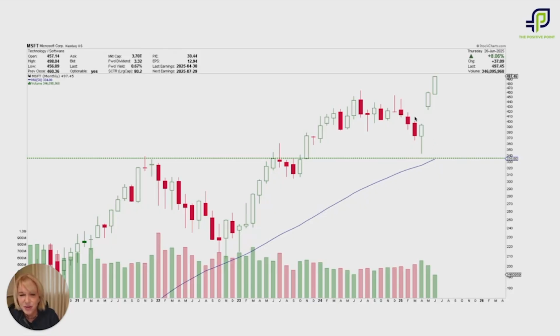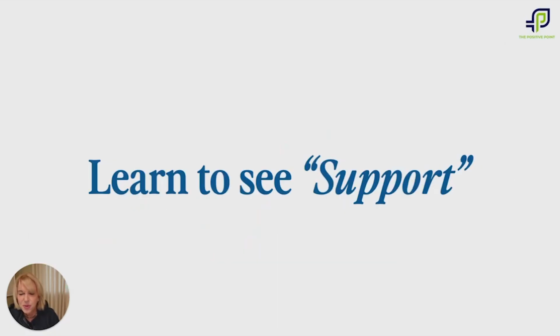And this is where Microsoft came into that area of support. So the red bars, the red months, came to an end very dramatically here in April, and look at the rocket fuel in Microsoft. Just a beautiful chart. Tip number 3, learn to see support.